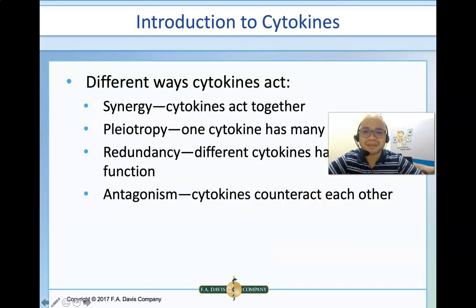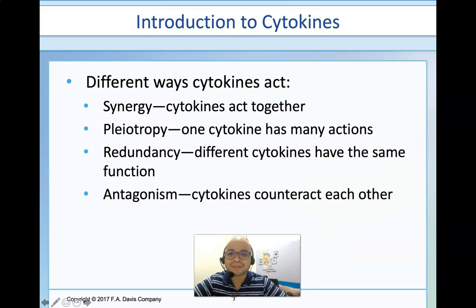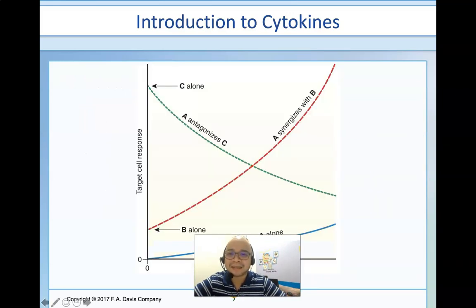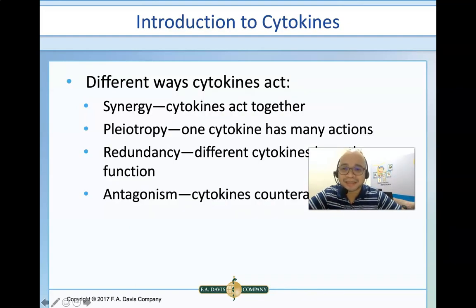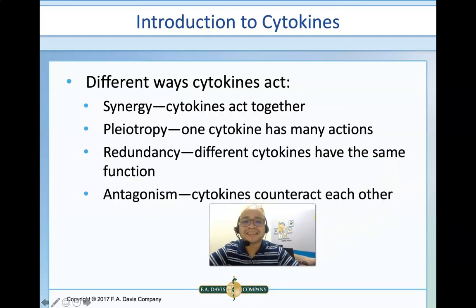On the other hand, when we say pleiotropy, one cytokine has many actions. And when we say redundancy, different cytokines have the same function. So it's different from pleiotropy because in pleiotropy we're talking about one cytokine only. But in redundancy, we're talking about several cytokines, but with the same function.